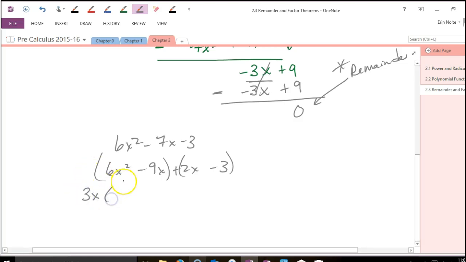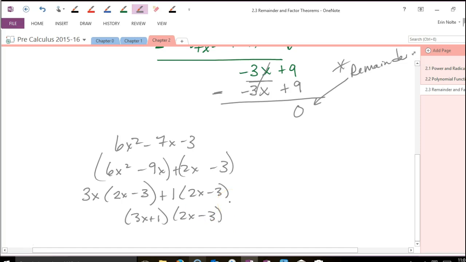3x. What's left over if I pull a 3x out of both those terms? Minus 3. And then what's the greatest common factor of the second quantity? What's left over? Okay, so what are my two quantities for this particular piece? 3x plus 1, 2x minus 3.